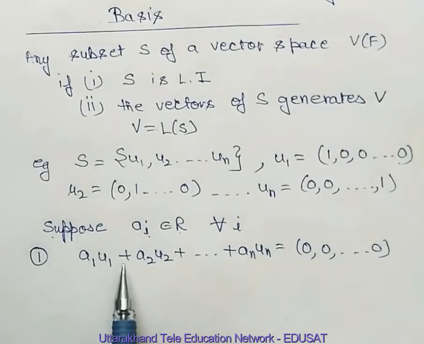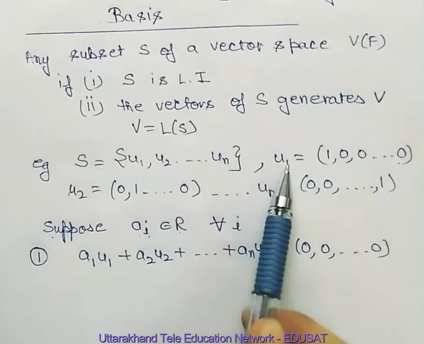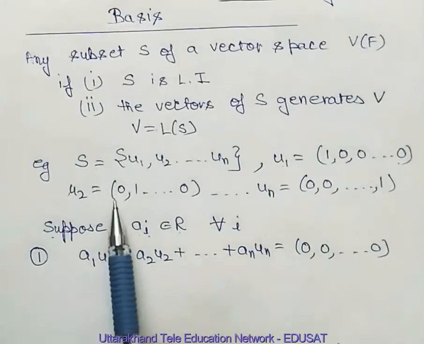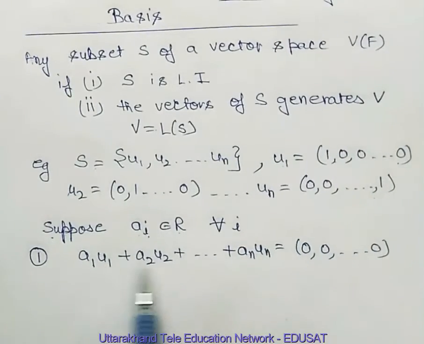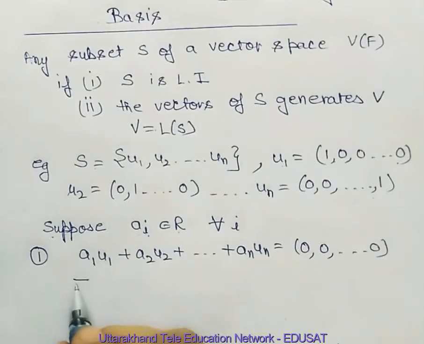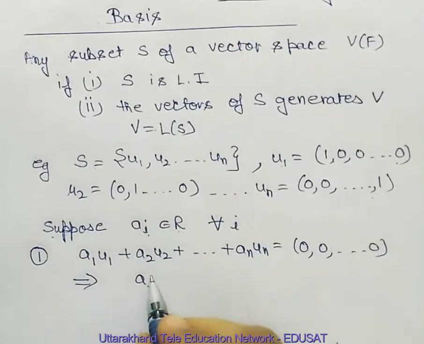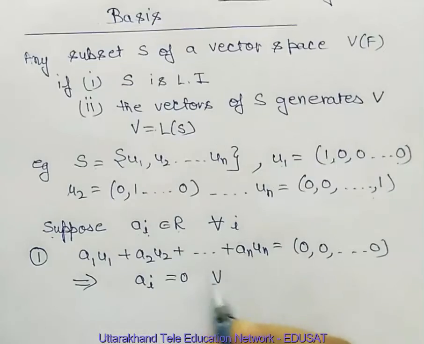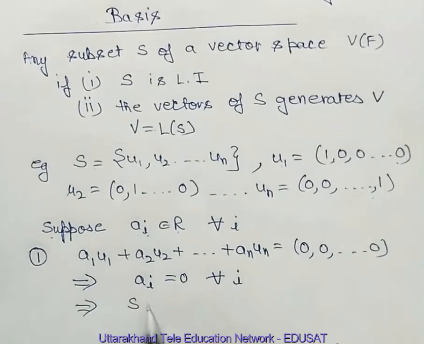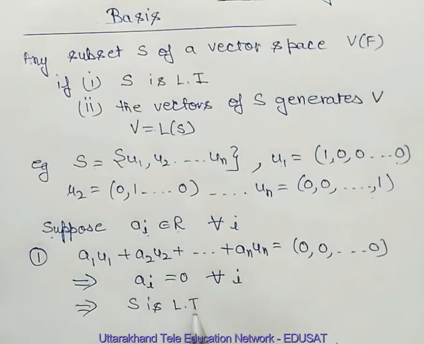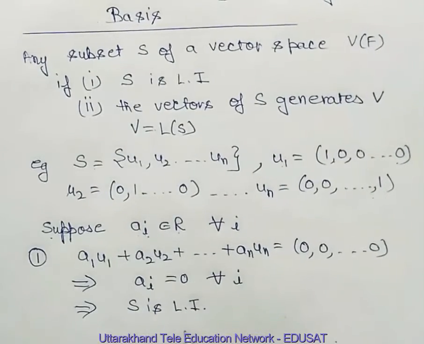Now see, we have the value of U1 to be this one, the value of U2 is this one, and UN we have this one. It means U1 is not equal to 0. So what will it imply? It will imply that ai equals 0 for all values of i. It implies that S is linearly independent, by the definition of linear independence.